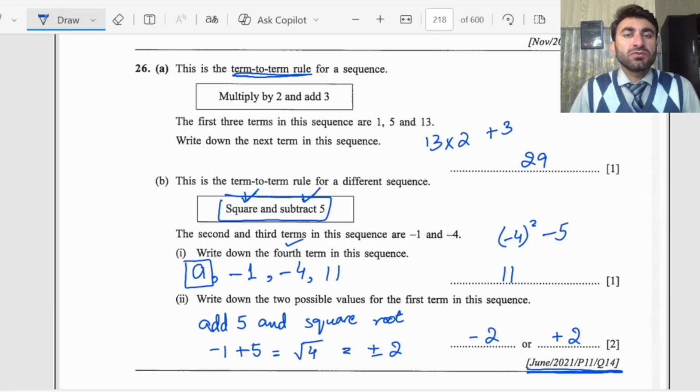So these were the two questions we discussed today from the O level past papers. In coming video, we will be discussing some questions from IGCSE past papers.